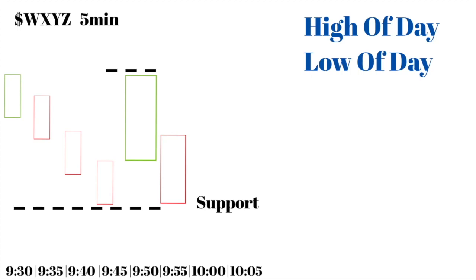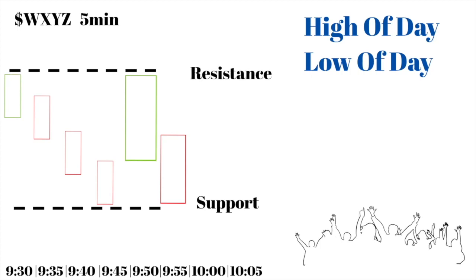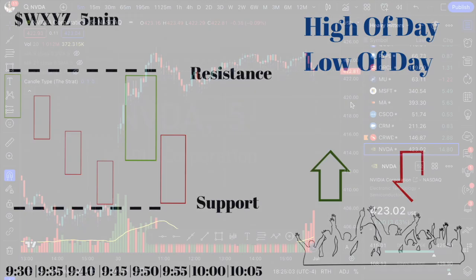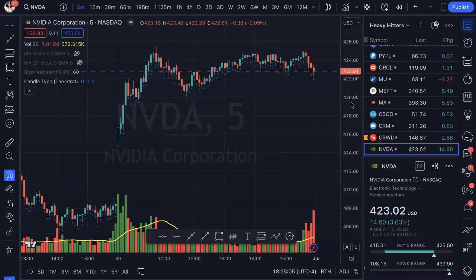And just like any other form of support and resistance, we can still blow through these levels, but it will require an extreme level of buyer or seller pressure. All right, now let's go ahead and talk about psychological levels.